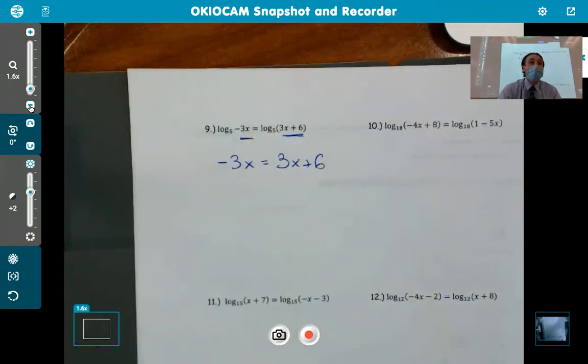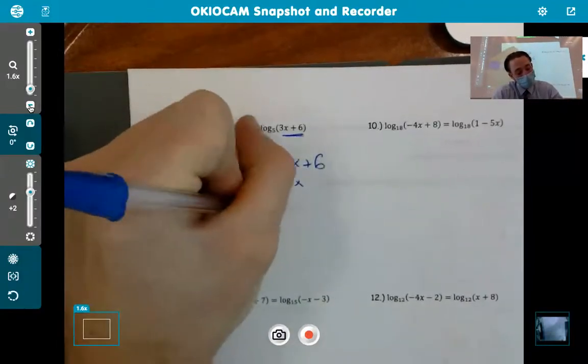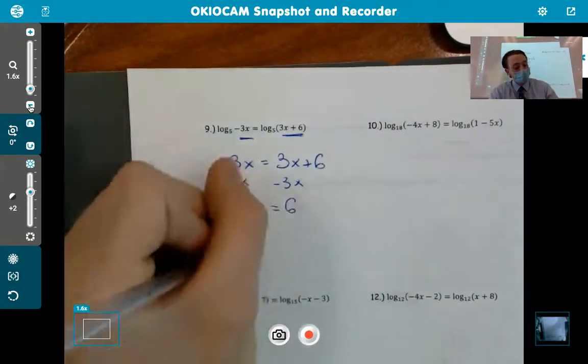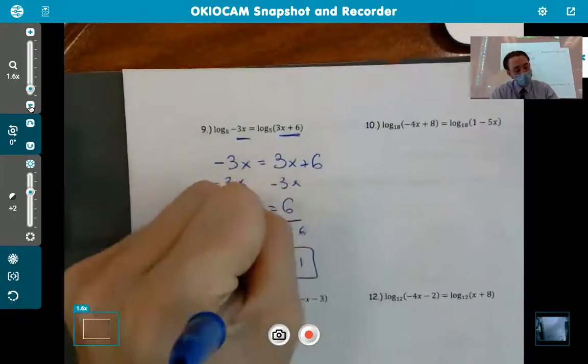And I can just solve this like any linear equation. So what should I do on both sides? Subtract 3x. And I have negative 6x equals 6. Get x by itself by dividing by negative 6. My answer is x equals negative 1.